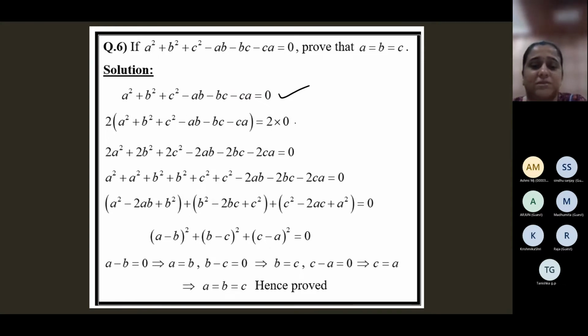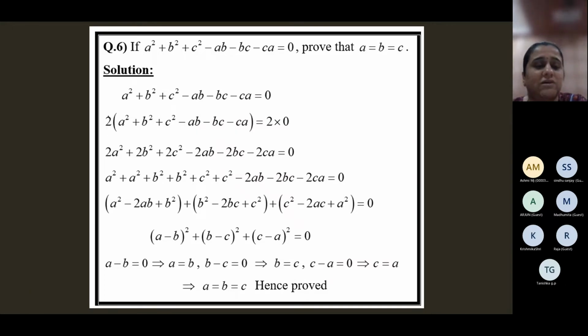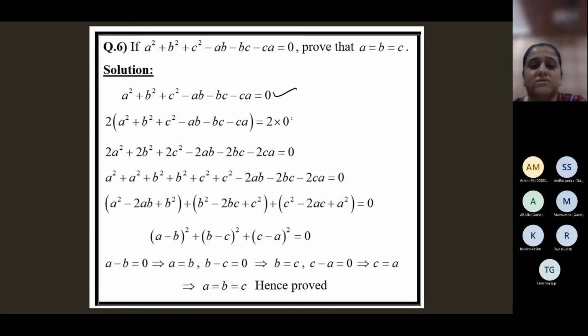That's the next step. Multiplying the LHS by 2 and the RHS by 2. Then multiply every term in the bracket by 2. So 2 into a square, 2a square, 2 into b square, 2b square, 2 into c square, 2c square. And here 2 into 0 is 0, not 2. That is the third step.